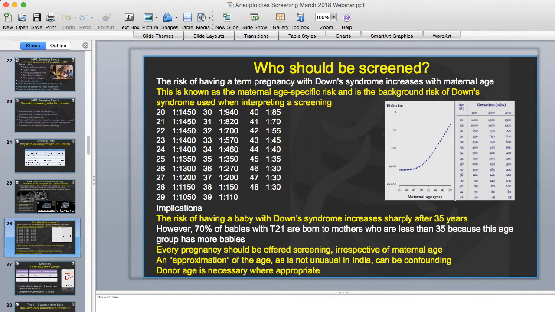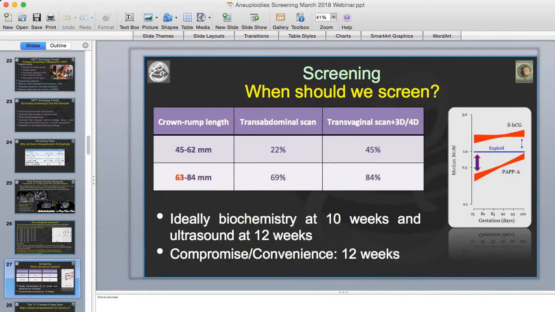We can't go by approximation of age like a lot of our patients do. So if it's approximate, then that should be indicated in the patient data that we're not sure of the patient's age and she's probably approximately 25 years of age. Also, in this day and age of ovum donation, we have to use the age of the ovum donor and not the mother that is carrying the pregnancy, and that is important to indicate, otherwise we end up getting a wrong answer. The second question we need to answer is, when should we screen?